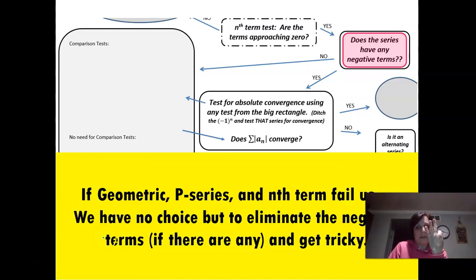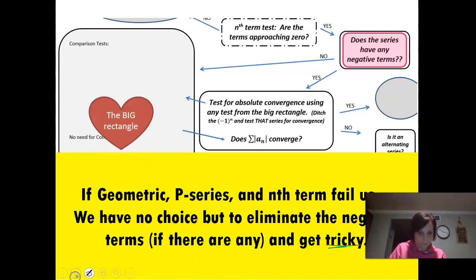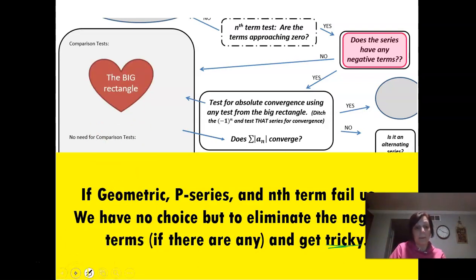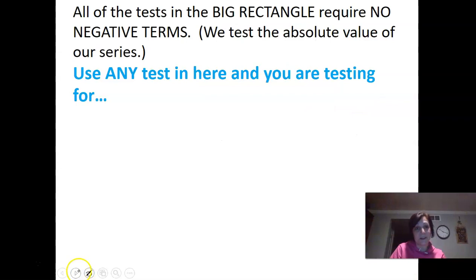So, gist of this slide. You're always going to ask yourself those three quick questions. Is it geometric? Is it a p-series? Is it nth term test? If those don't work, the next step is always, always, always to eliminate those negative terms and test for convergence. I say it's getting tricky because I think that is a pretty tricky thing to do, right? Is to eliminate those terms and test for convergence. The big rectangle, that's where all the good tests are.